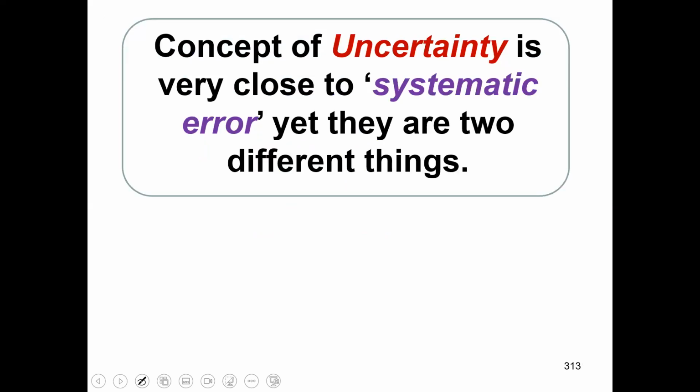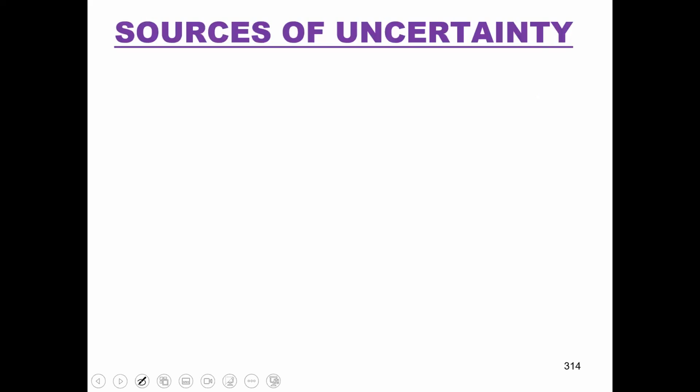The concept of uncertainty is very close to systematic error, yet they are two different things. Actually, it should be noted that an error cannot be on both sides. You cannot say that I got an answer which can be 2 units up or 2 units down. This is the difference. Error is either less than the true value or greater than the true value. Either it is an underestimation or overestimation. But uncertainty is a special type of error which is on both sides.